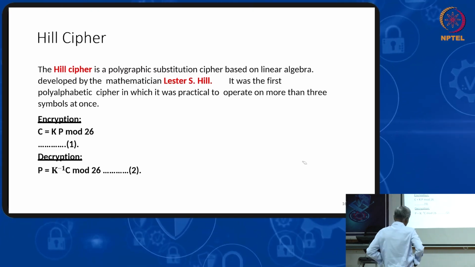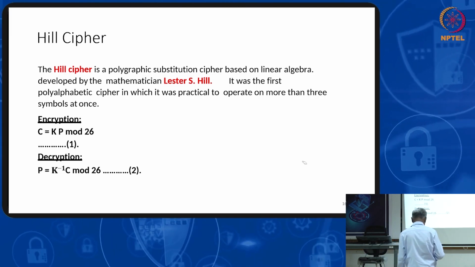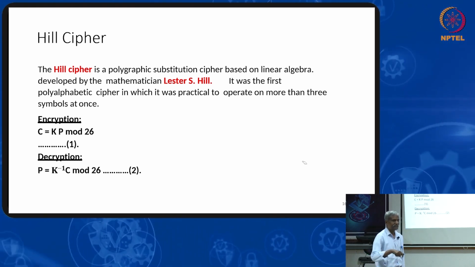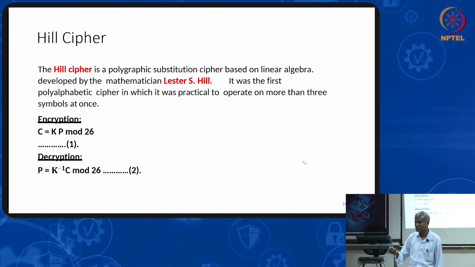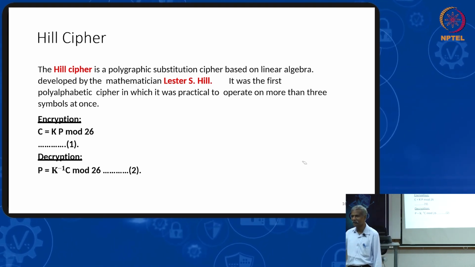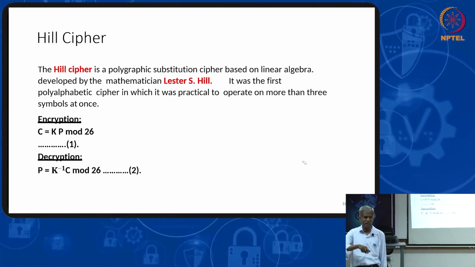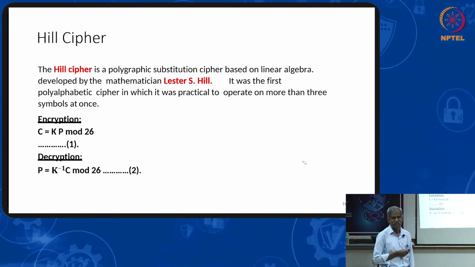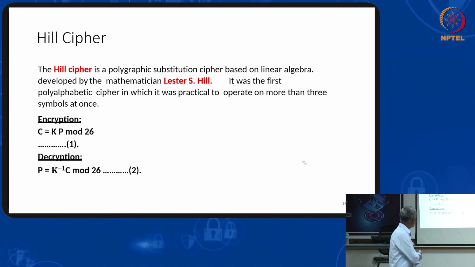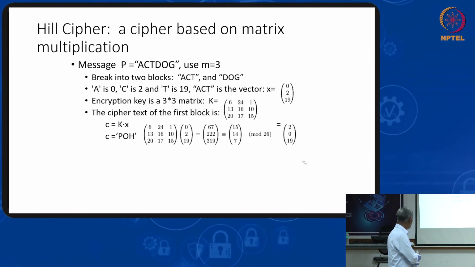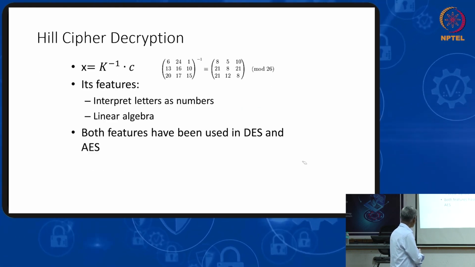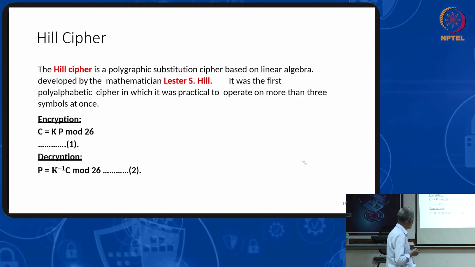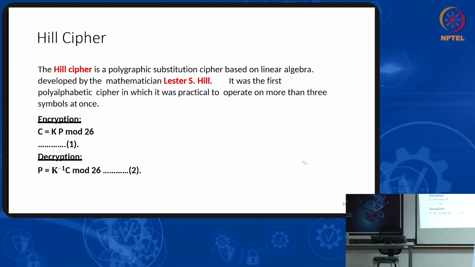Now let me come to another cipher called the Hill cipher. I told you the Caesar cryptography was just addition, and addition is easy to decrypt using subtraction. But the next cryptography was proposed by Hill, also hundreds of years ago. He said you have to use this method: C equal to KP mod 26, where K is a matrix, P is a matrix, and C is a matrix.